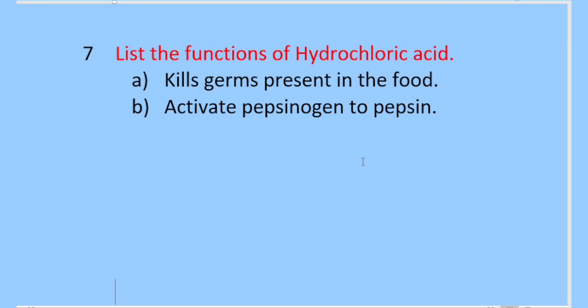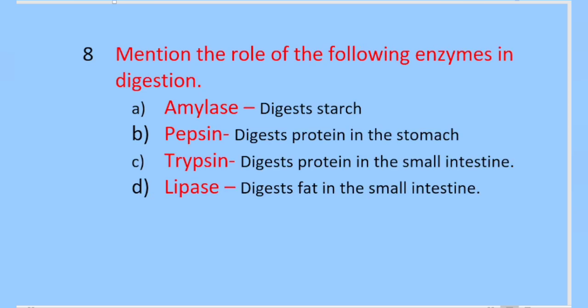Stomach has 3 secretions: hydrochloric acid, mucus and pepsin. Here hydrochloric acid helps in killing germs present in the food, and also the enzyme pepsin is in the inactive form pepsinogen. It is activated by the presence of acid.